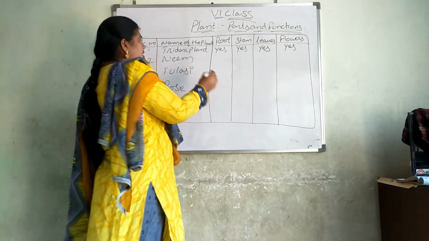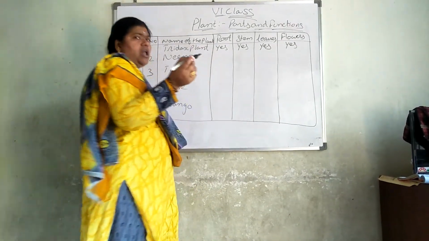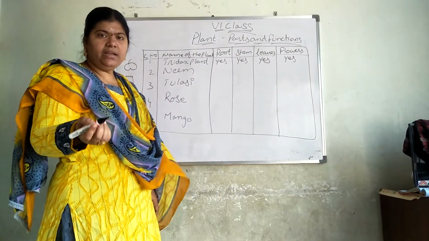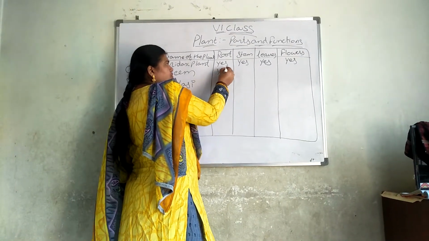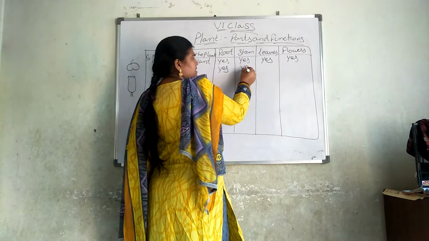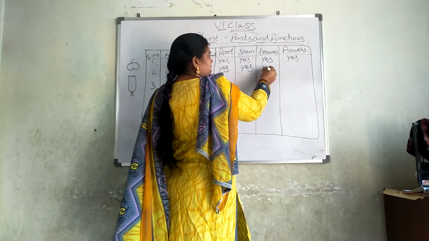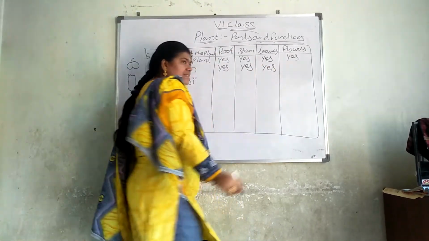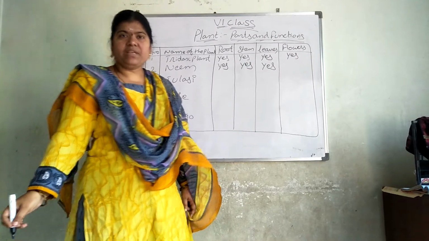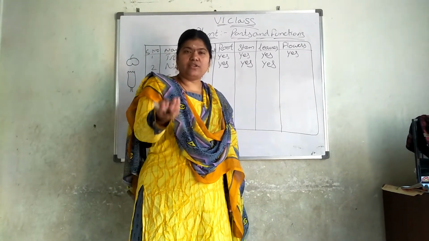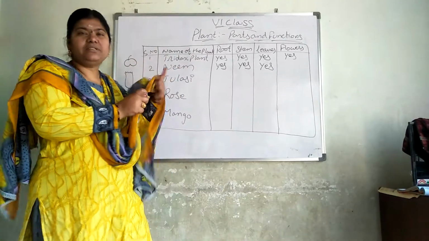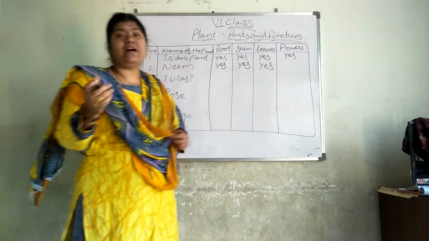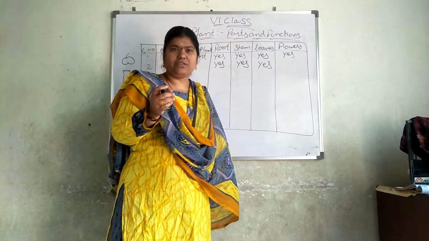Coming to the neem. Neem will be in all our houses. So we all know about this one. Does it have root? Yes. Does it have stem? Yes. Does it have leaves? Yes. And does it have flowers? Yes. Why? Because on Ugadi day we make Ugadi pachadi. How will we prepare that one? Ugadi chutney we will prepare with the neem flowers. Is it correct or not?